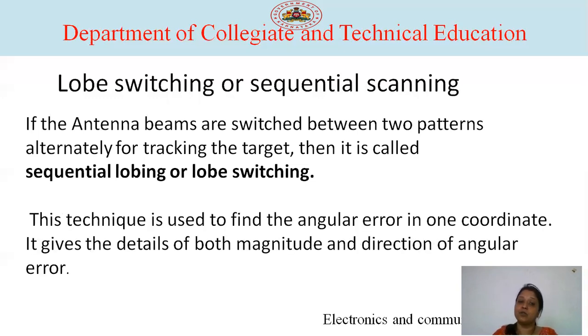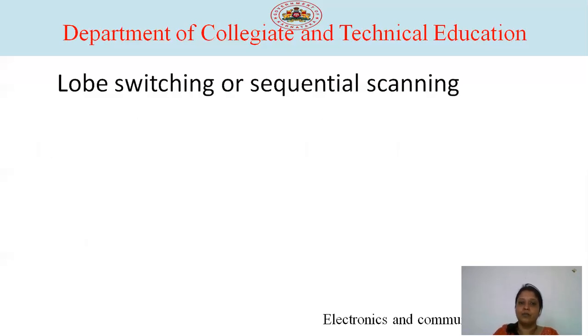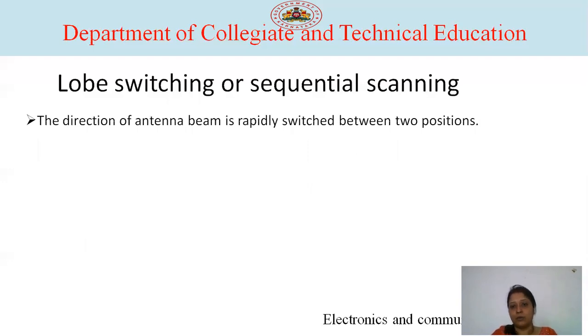This technique is used to find the angular error in one coordinate. That is, how much the target has deviated from the given axis, we can find out in only one coordinate here. That is how the procedure works.